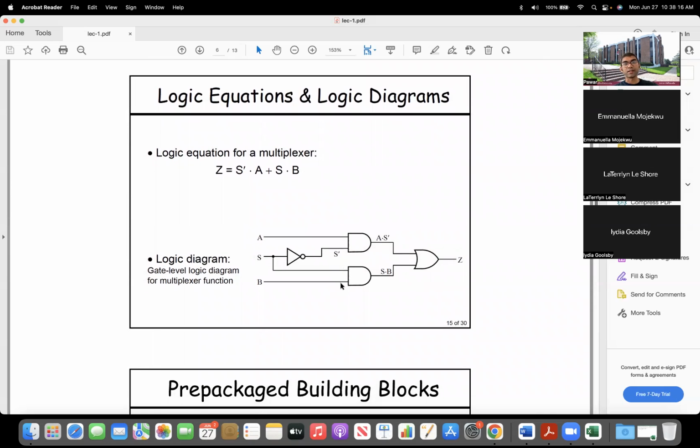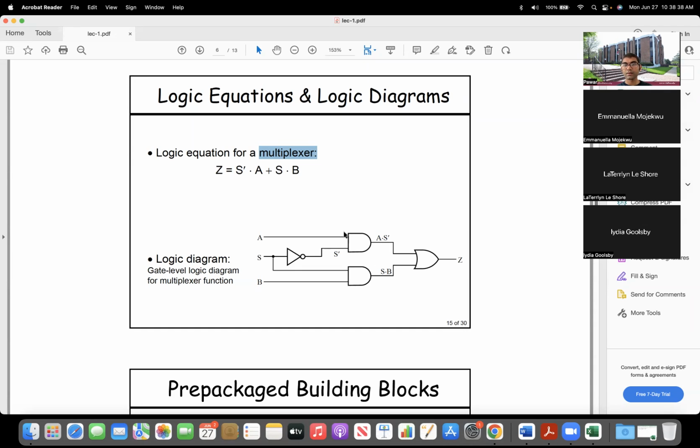There's something called a multiplexer. A multiplexer is just a name for combining different gates. So in this logic diagram, can you tell me what this gate is called? Anyone? The gate which I'm pointing to. What is this gate called?